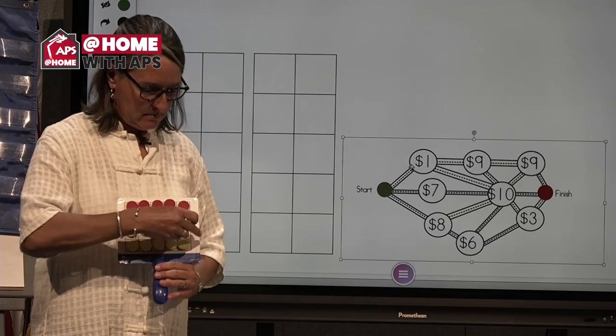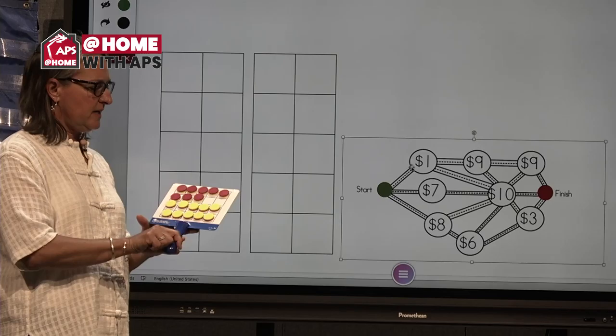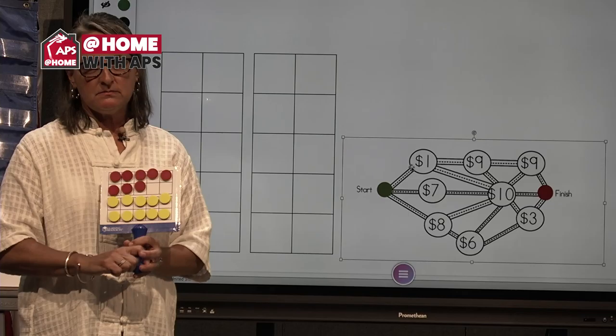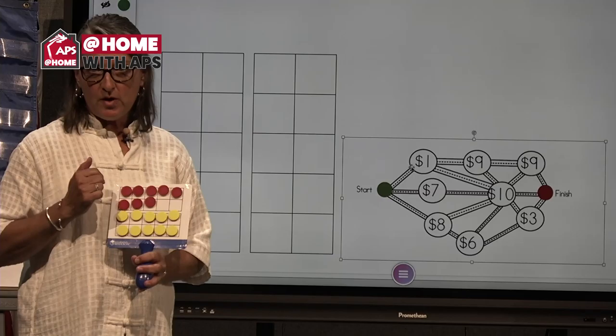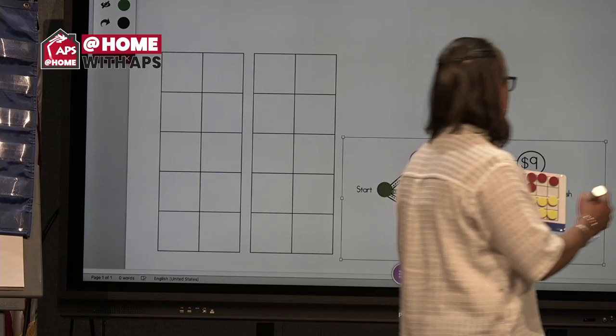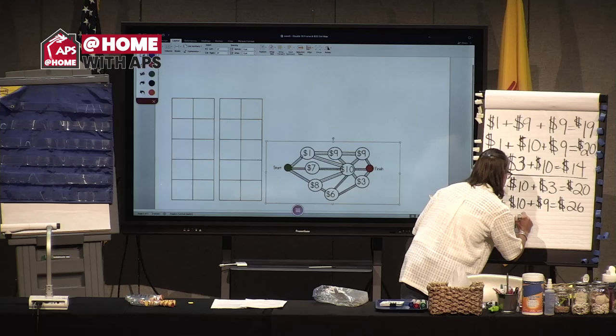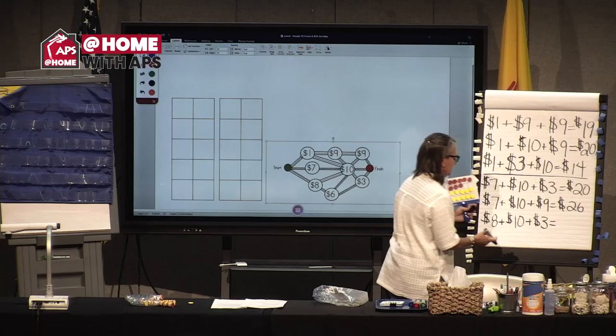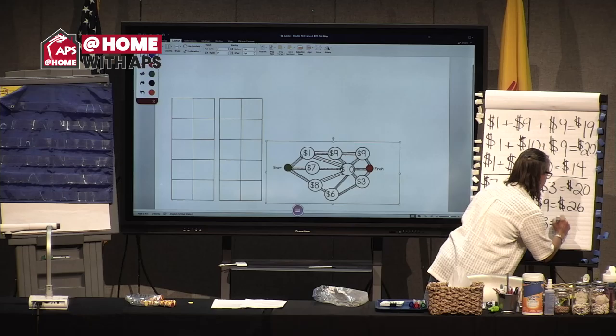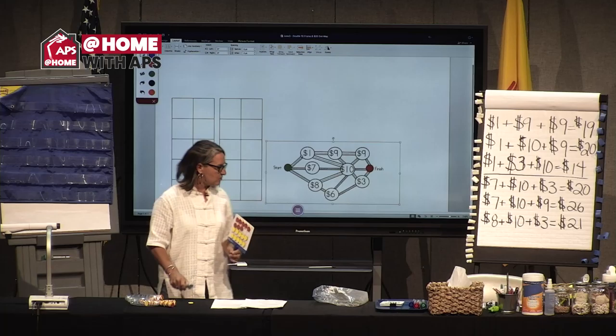Hmm. 7 and 10, or 8 and 10, we're at 18. Do we have room to add 3 more and not make it to 20? We don't, do we? We can add 2 more, but not 3. So we're over by 1. Let's go ahead and record this one. $8 plus our $10 plus our $3, remember we said, would get us to 20 plus 1 more. So that's 21. We didn't quite have enough to travel that route. Close, but not quite.